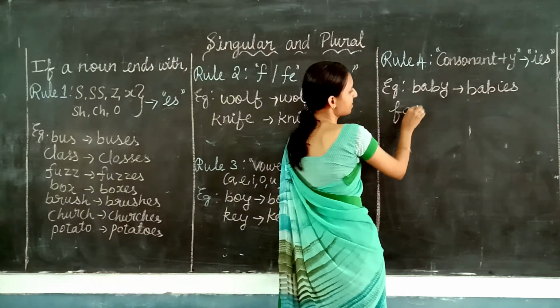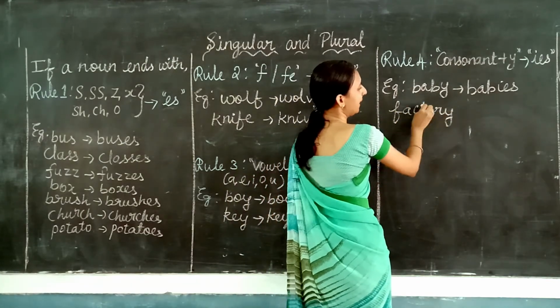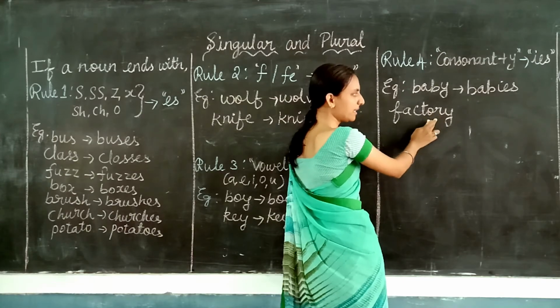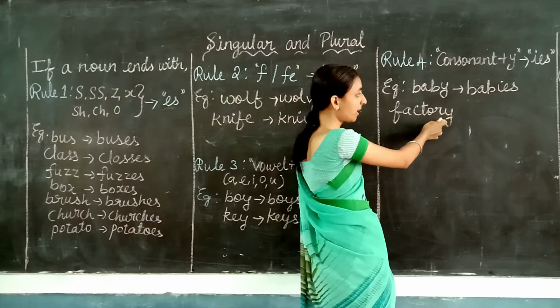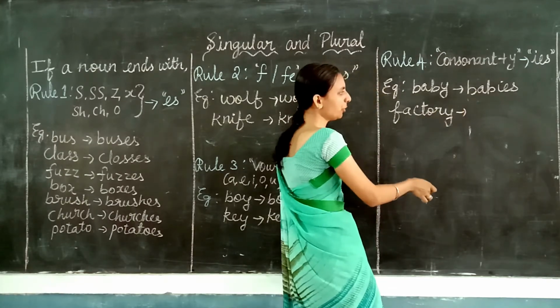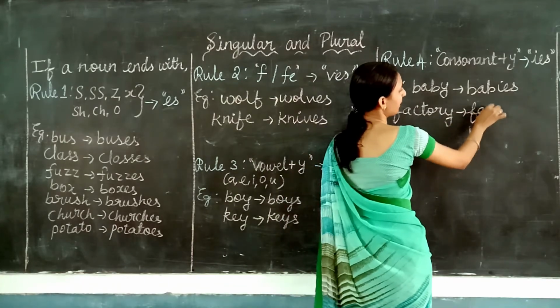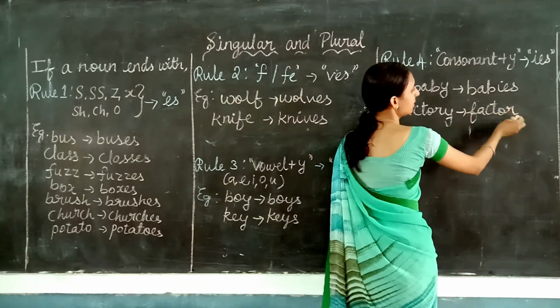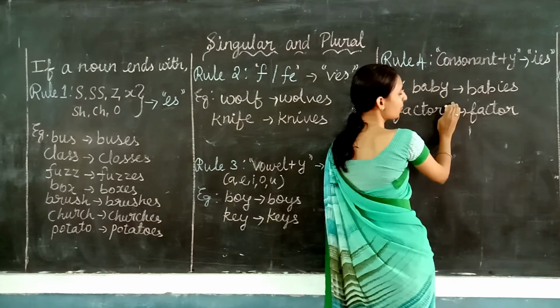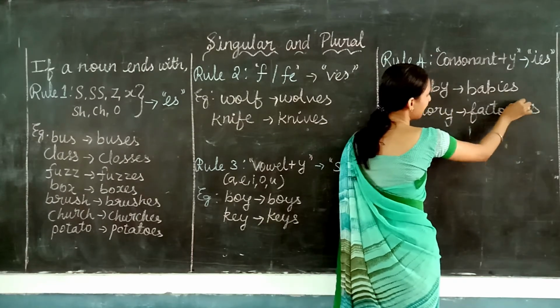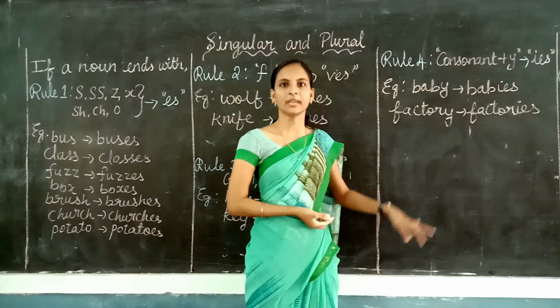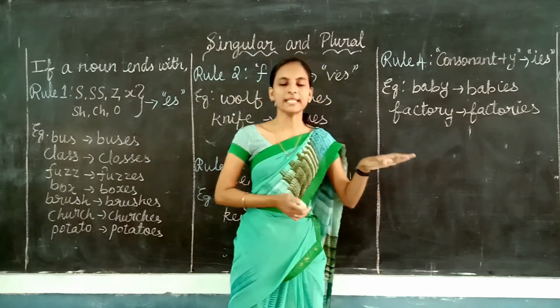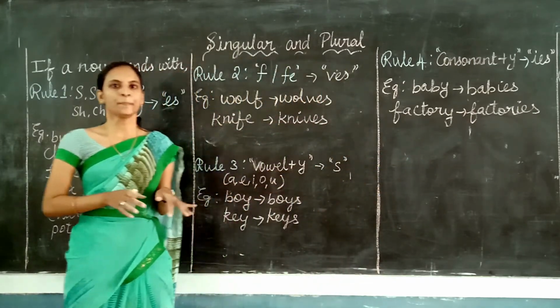I can write factory. It ends with one consonant, right? R is a consonant and it ends with y. So here I am going to remove the y in the plural form. That is, factor will come and instead of y, I need to add ies. Understand? Clear with this? Okay, let's recall everything once again.